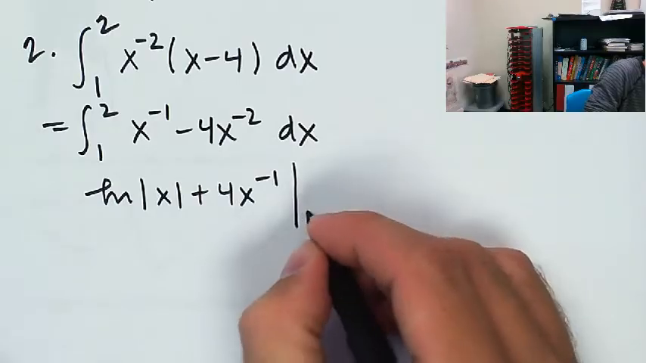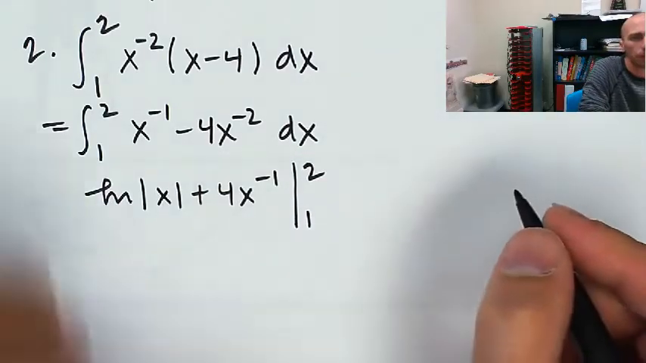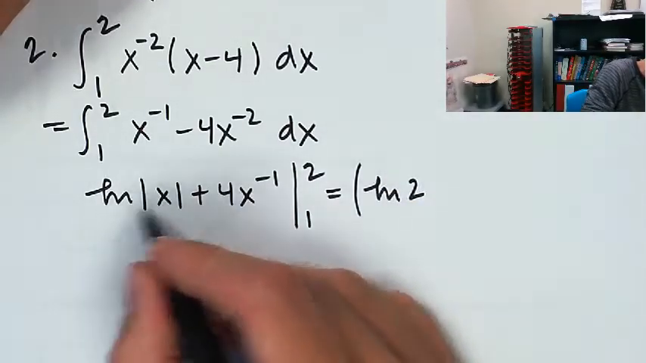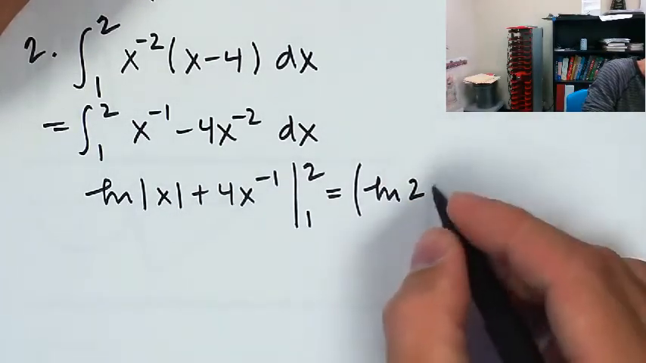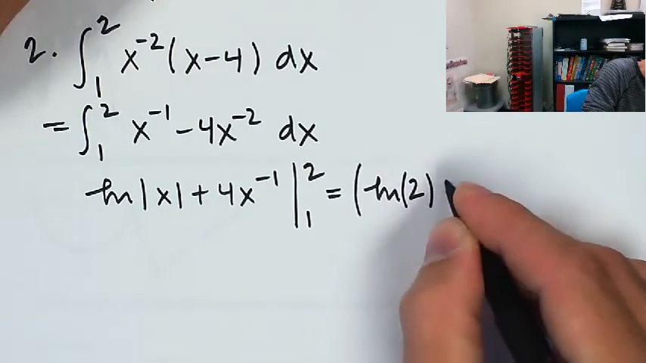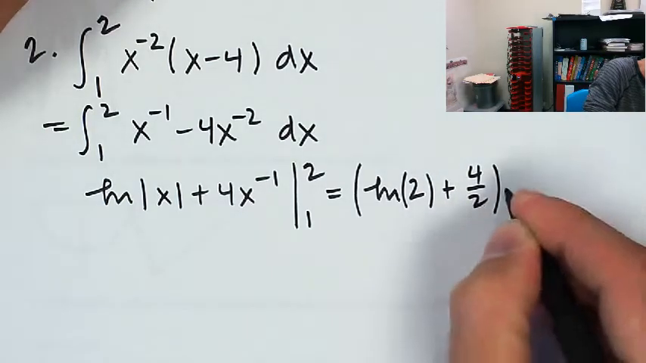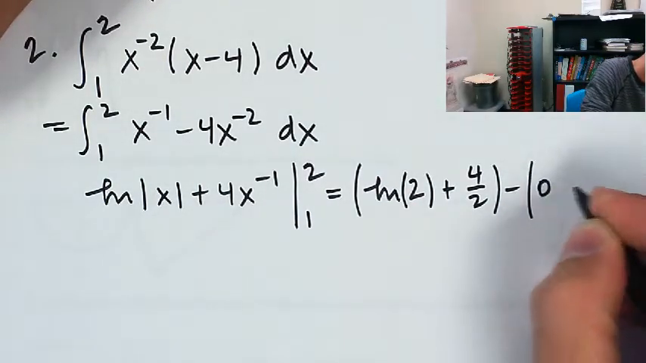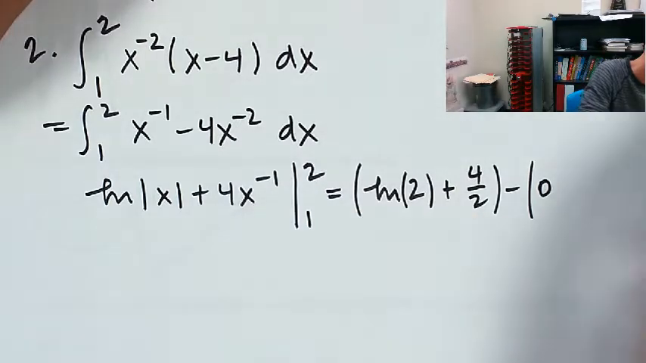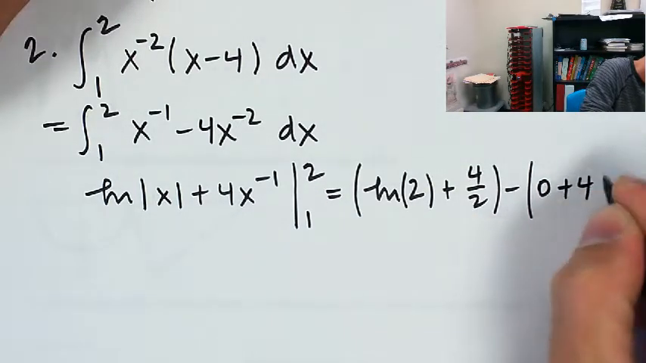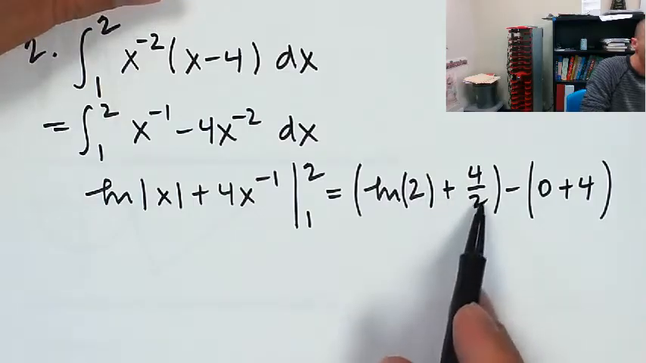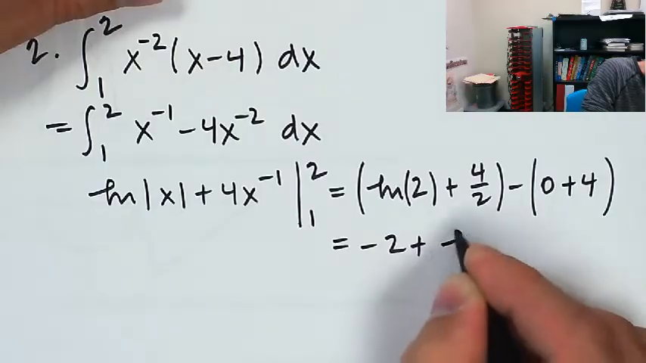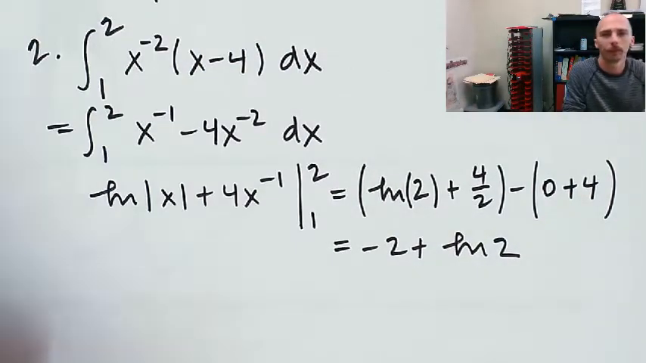That's an antiderivative. I'll evaluate that between 1 and 2. That will be log of 2 plus 4 times 2 to the negative 1. So that would be log of 2 plus 4 over 2, minus, when I plug in 1, log of 1 equals 0 plus 4 divided by 1. So that's just 4. So I could say that's 2 minus 4 is negative 2 plus log 2. Just like that.